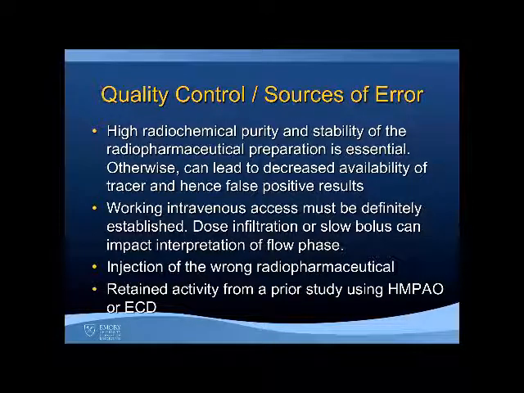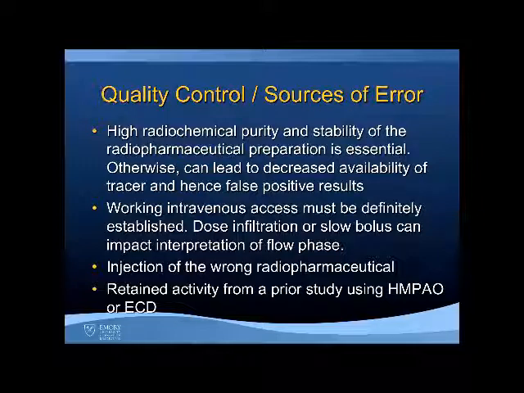What can be the potential sources of error in a brain death study? Since we are dependent on the radiotracer, there has to be high radiochemical purity, and the pharmaceutical preparation has to be stable. Otherwise, there would be decreased availability of tracer, and we can get false positive results. Before injecting, we have to make sure that there is a working intravenous access. Infiltration of the dose or slow bolus can again impact the interpretation of especially the flow phase. Then there can be injection of the wrong radiopharmaceutical.